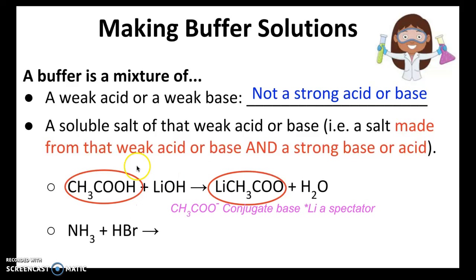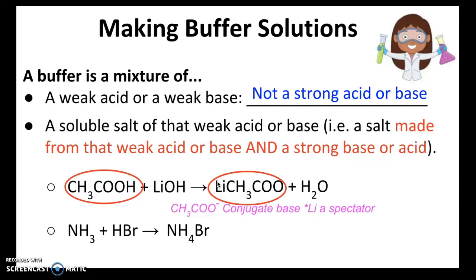And why does it make a buffer? Because this is a weak acid, and the CH3COO minus is our conjugate base. Remember, lithium is just a spectator, so we're focusing on the non-metal portion of this salt. That means if you have two of these together in the solution simultaneously, you have a buffer solution.